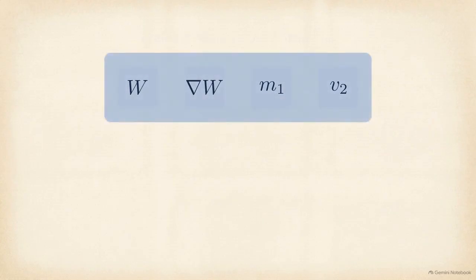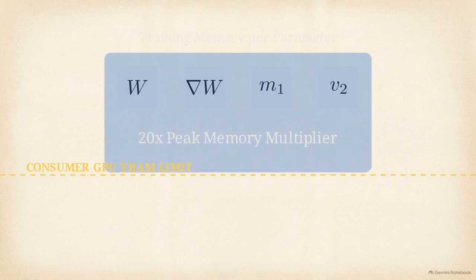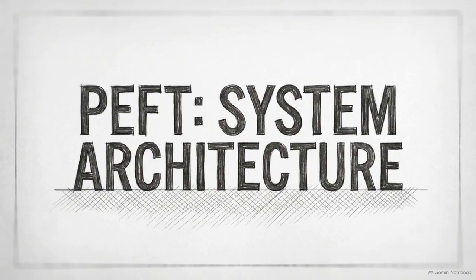During fine-tuning, a trainable parameter requires 4 allocations: the base weight, W, the gradient, and 2 running moments. These are mandatory for the Adam optimizer. Because of these states, peak memory reaches 20 times the parameter count, exceeding consumer hardware limits. Parameter-efficient fine-tuning, or PEFT, was engineered as a structural countermeasure to this specific multiplier.